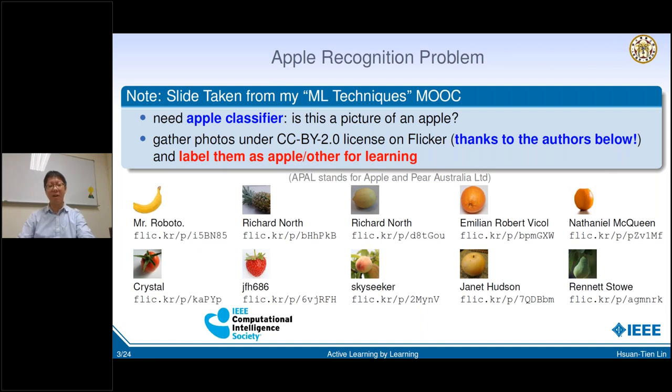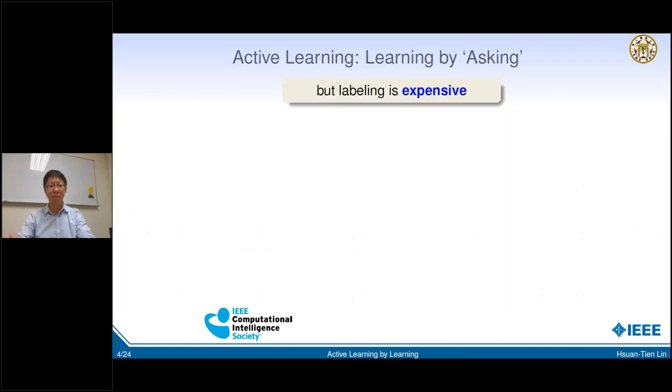I'll label them, basically telling the machines that some of these pictures are apples, some of these pictures are non-apples. And then we just use this labeled data, send it to your favorite machine learning algorithm to get an apple classifier, to tell us whether the picture is an apple or not. That's a typical machine learning problem that we can see in the real world.